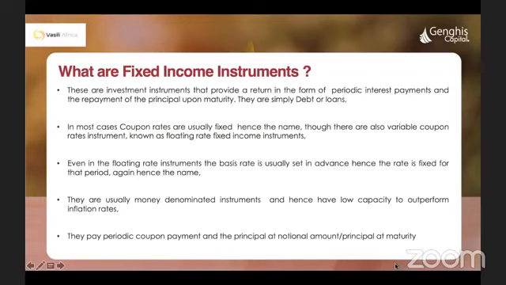So, what are fixed income instruments? That's the first question that we need to answer today. These are investment opportunities that pay investors periodic income payments, which in the fixed income environment are called coupon payments. Commonly, people refer to them as interest payments, and also a principal payment at maturity.